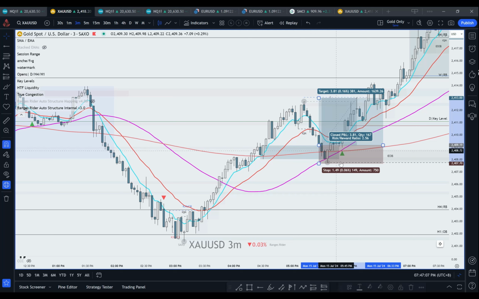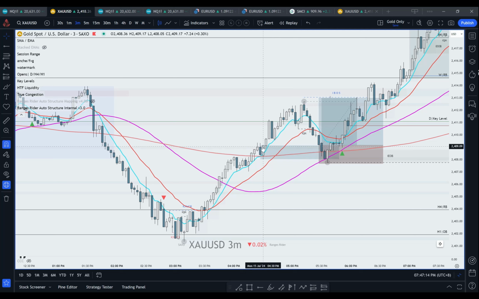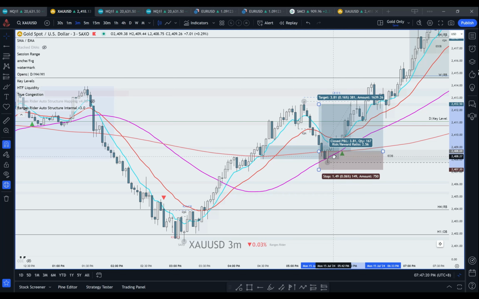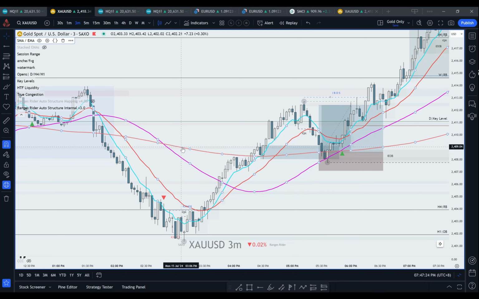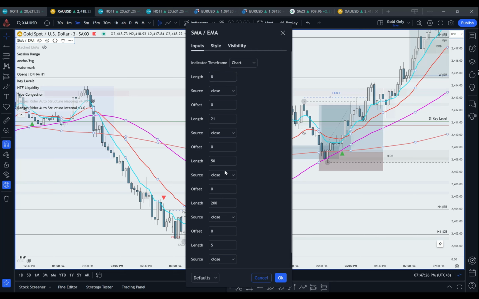Why did I not enter there? Because I don't see anything. Of course, I can enter based on the order block. This is a 100% correct entry. But I just refined it a little bit and entered exactly at the 200 moving average. And these are my settings, by the way: 8, 21, these are the EMAs, and then 50 and 200.